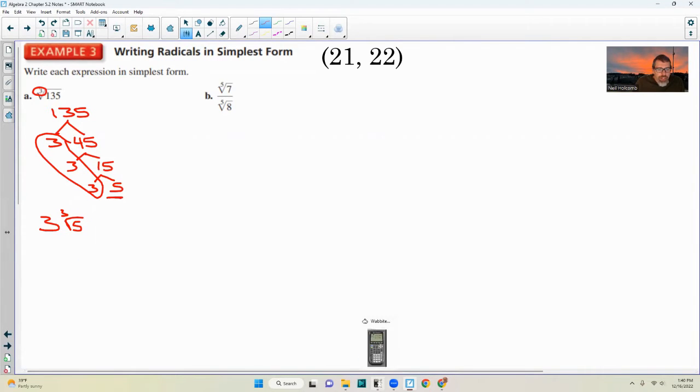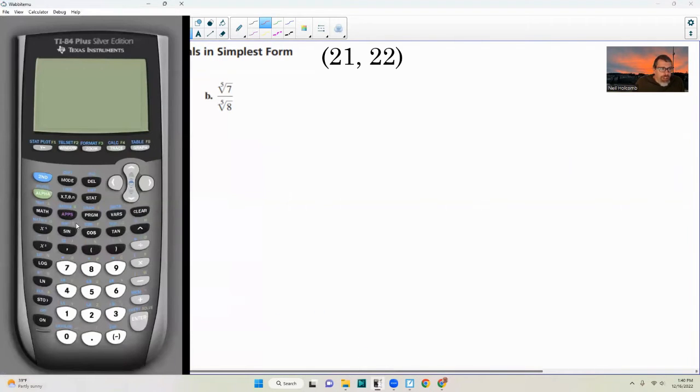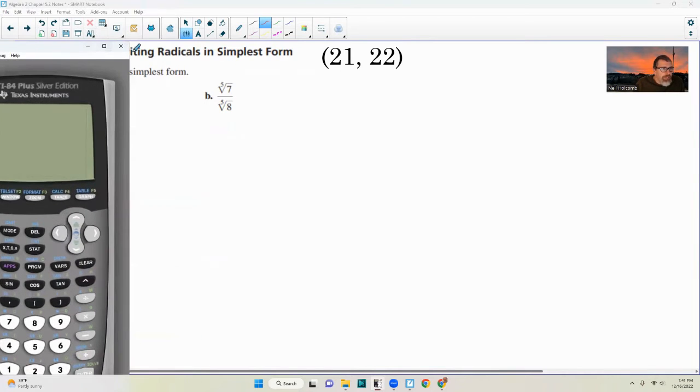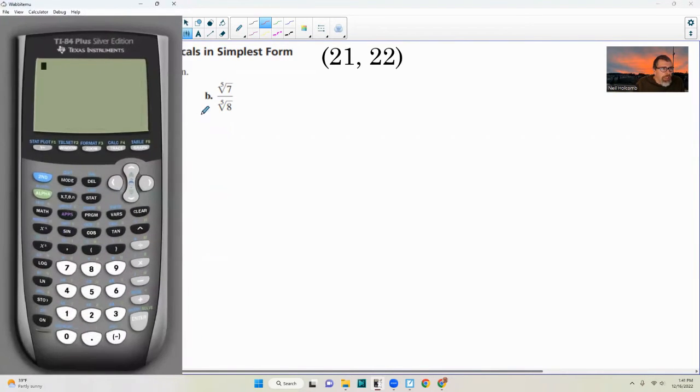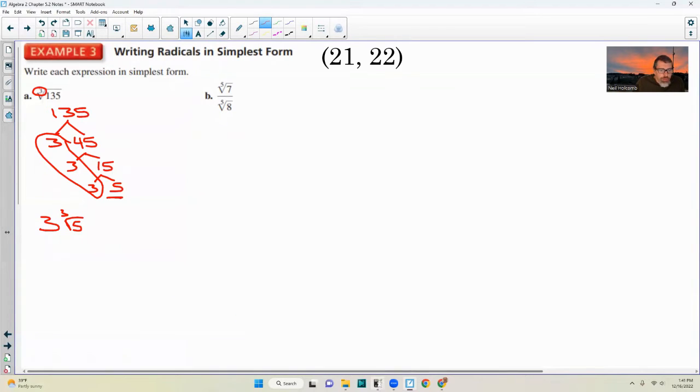And if you're ever wondering if your answer is right or wrong, you can always check. So I want the cube root of 135. So I do math, 4 for cube root, and then 135, and I hit enter. And I got 5.12, and I want to compare that to 3 times the cube root of 5.